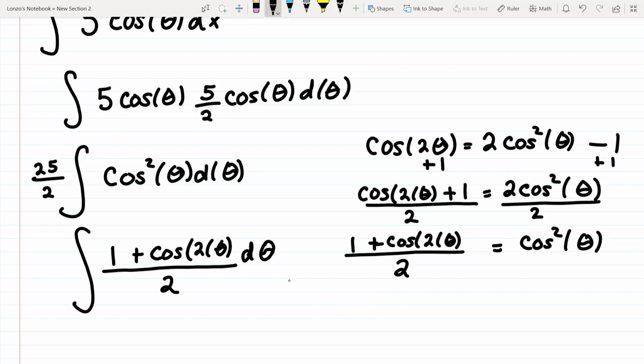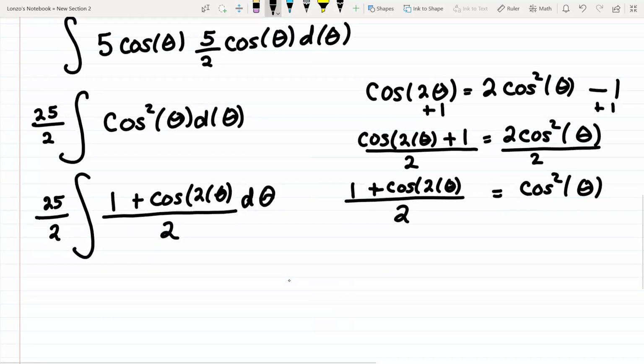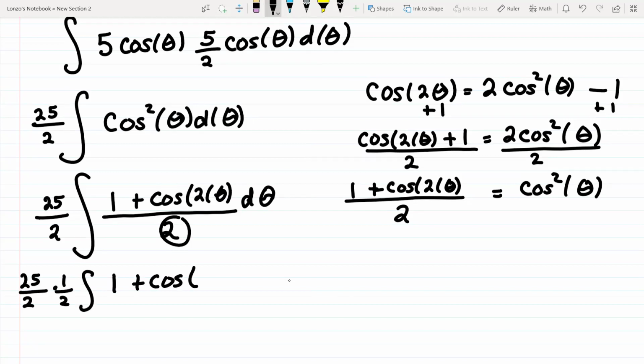Don't forget d theta. And then on the left, it's 25 over 2. What I would do next is, do you see this 1/2 on the bottom? I will take that out, because it is a constant. You have that 25 over 2 and then this 1/2. So now you're left with 1 plus cosine of 2 theta d theta.